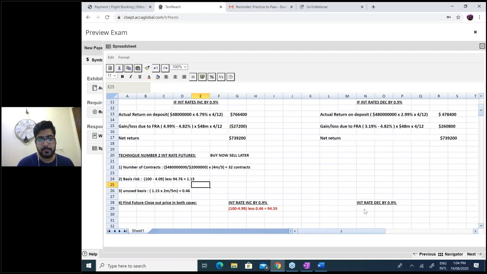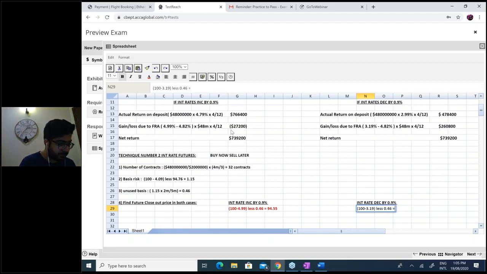And in the second case, the future closeout price: spot is 100 minus LIBOR. LIBOR is the interbank rate, 4.09, but if it decreases by 0.9, it becomes 3.19. Spot minus LIBOR, less unused basis. The unused basis you just calculated is 0.46. This becomes 96.35.